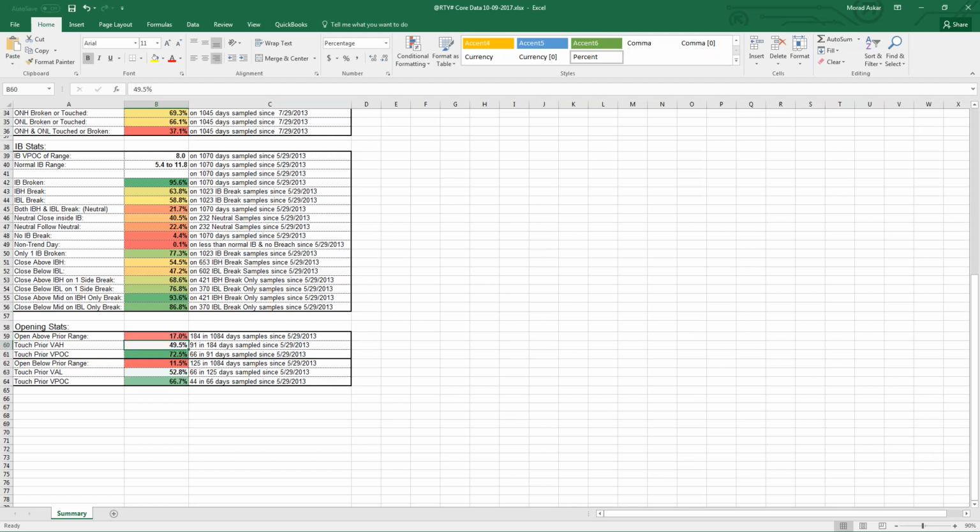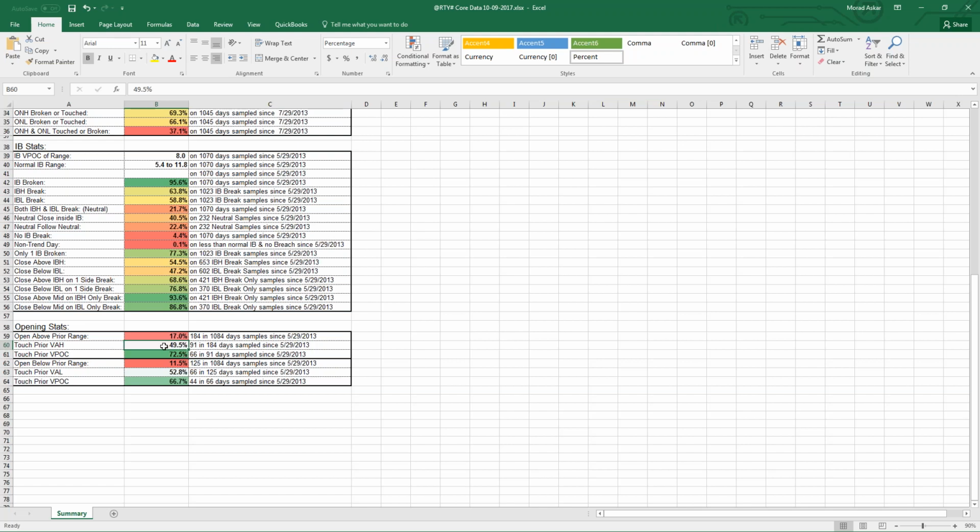Half the time. Okay, that's what's called a gross statistic, because that can change depending on where it opens versus yesterday's range. You know, is it opening 10 points higher? Or is it opening a tick higher? This takes all of that into account. It's not discriminating, and it's saying 49.5% of the time it'll touch value area high.